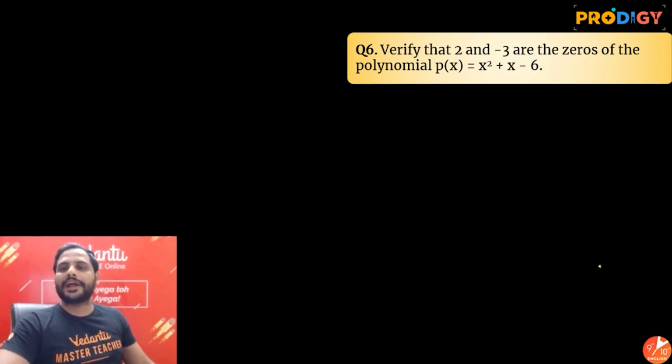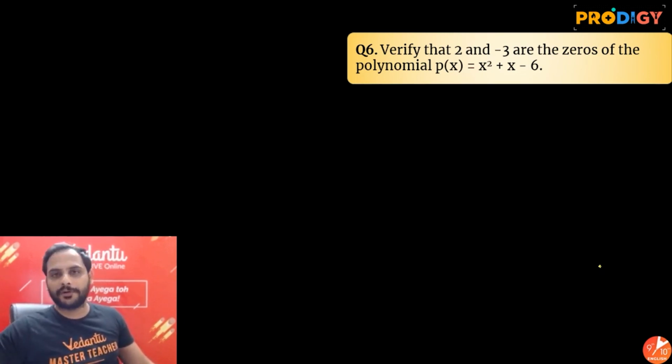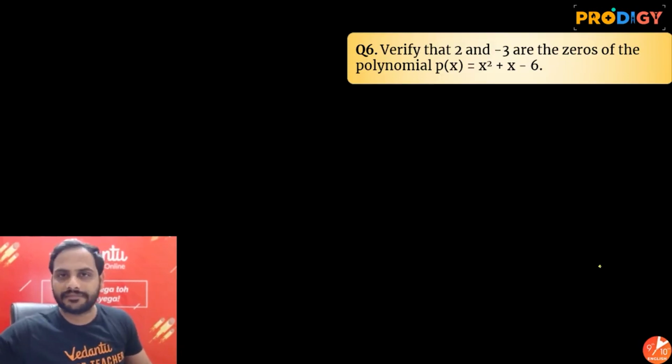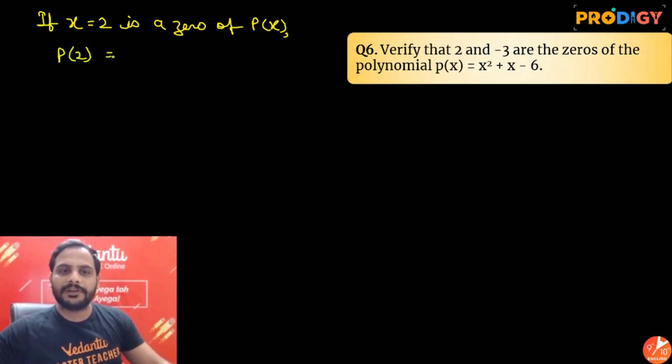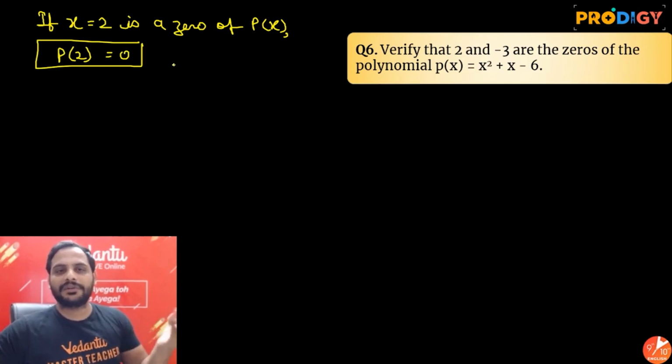Verify that 2 and minus 3 are the zeros of this polynomial. So how do I verify whether x equal to 2 and minus 3 are zeros or not? I know, beta, that if x equal to 2 is a zero of p(x), then p(2) will be equal to 0. That is what, no? If p(2) is equal to 0, then only I can say x equal to 2 is a zero of the polynomial p(x).